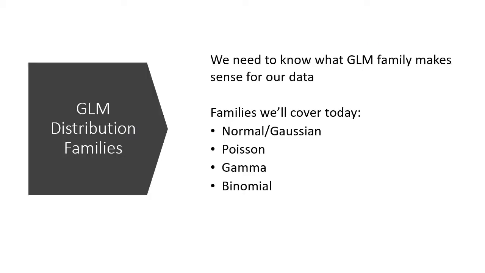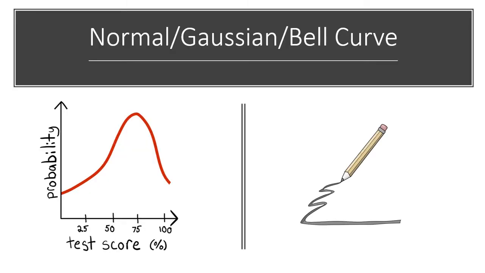GLMs are great because they account for so many different distributions, but we have to know what family our data is in so we can build the model properly. Today we'll cover some of the major distribution families. This distribution may look familiar if you've taken any Intro to Statistics courses. I was taught to call it normal distribution or the classic bell curve. Fancy statisticians call it Gaussian after a smart German guy.